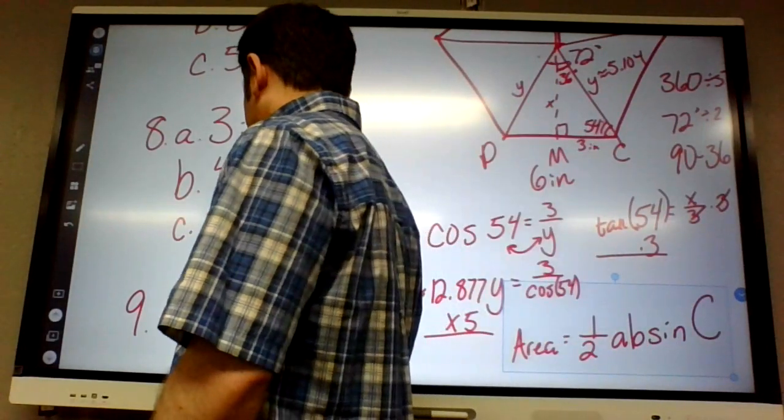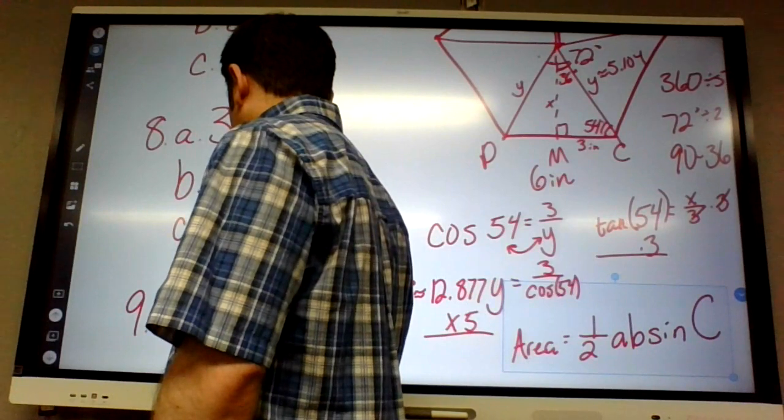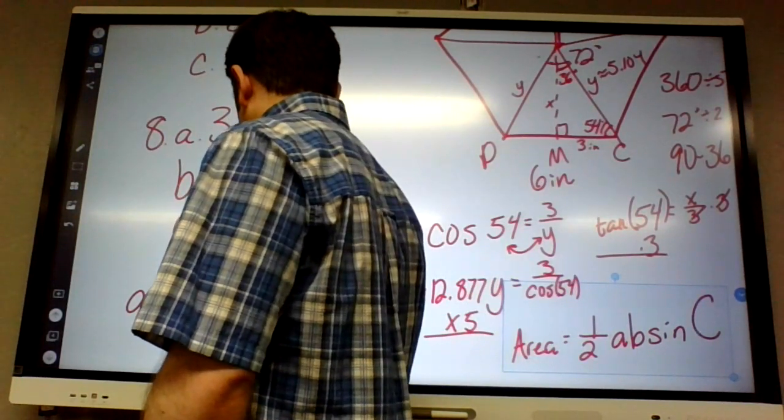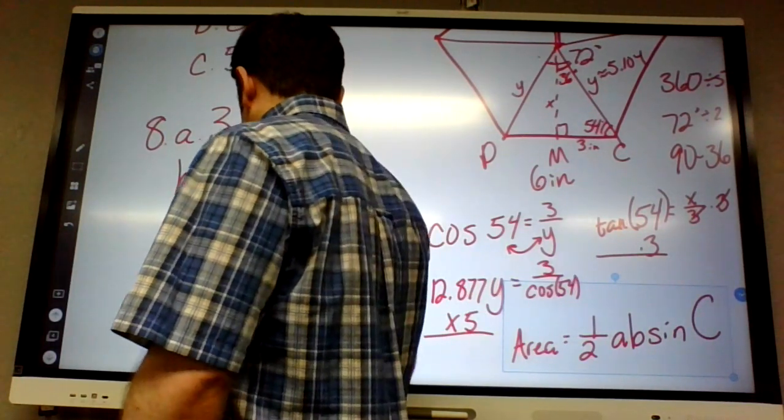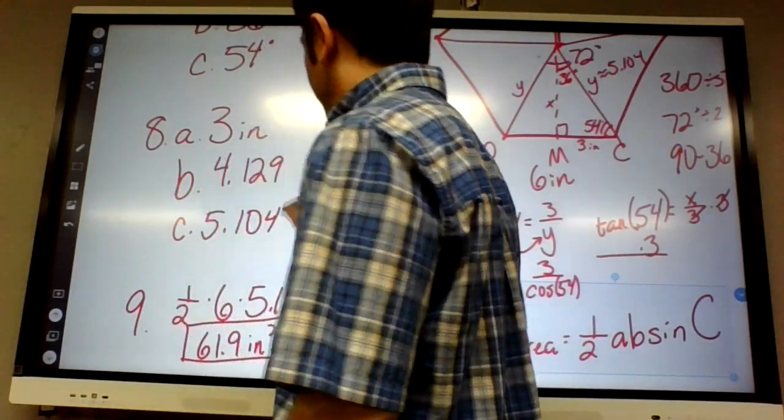61.938. Okay, they just put 61.9. I'm putting 61.938 inches squared. Since that's our final answer, it doesn't really matter if we round it off or not.